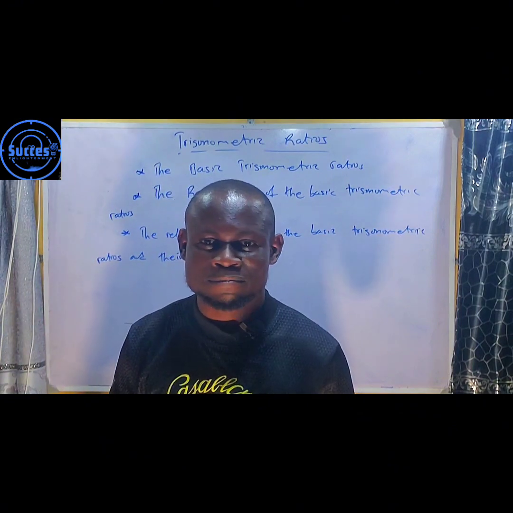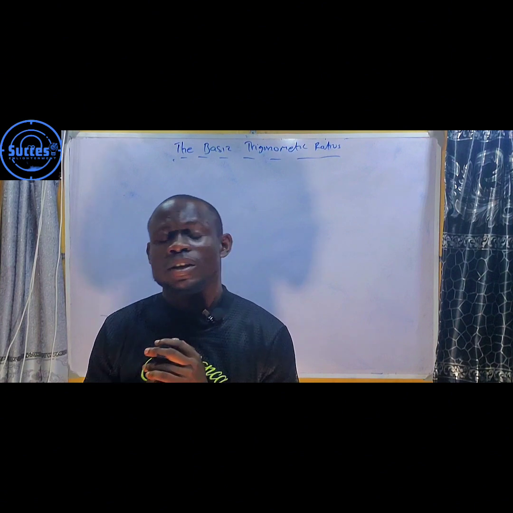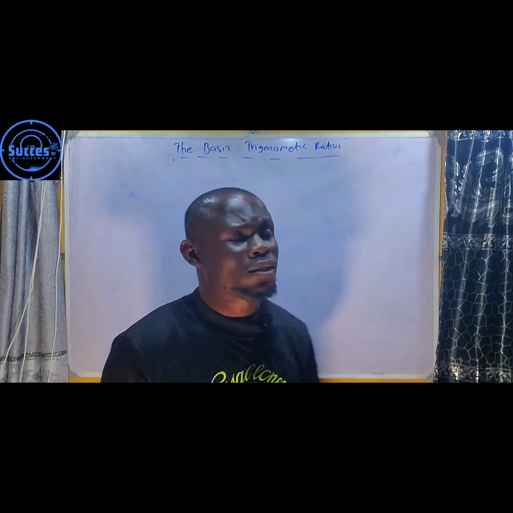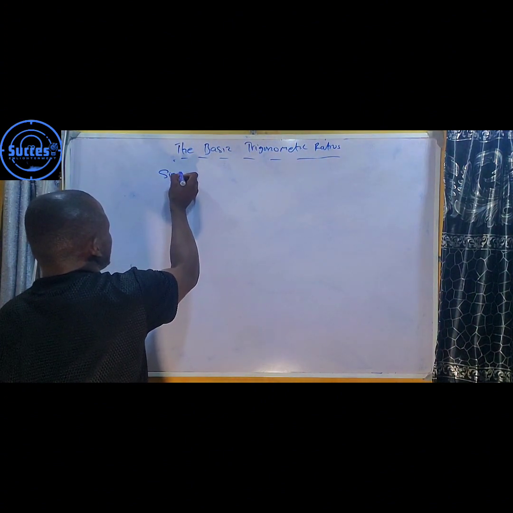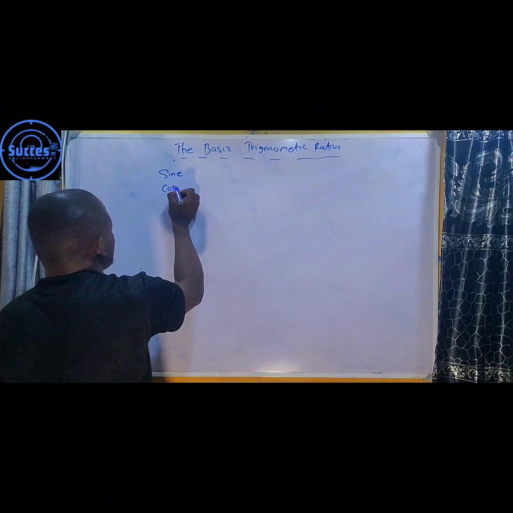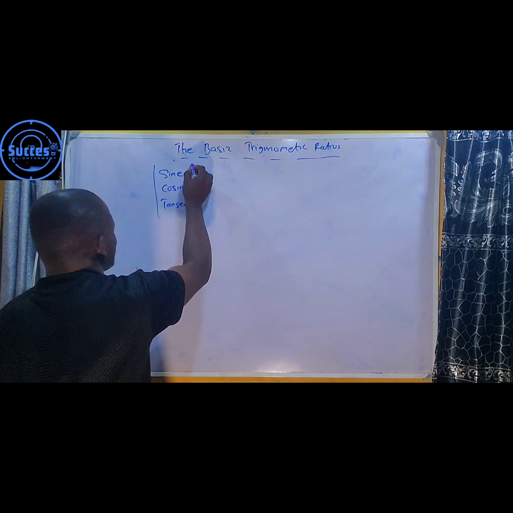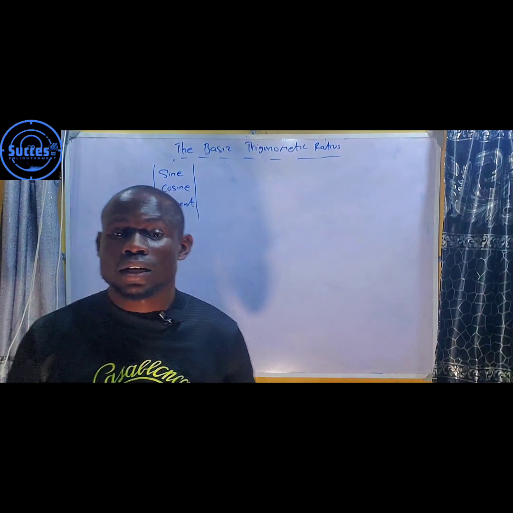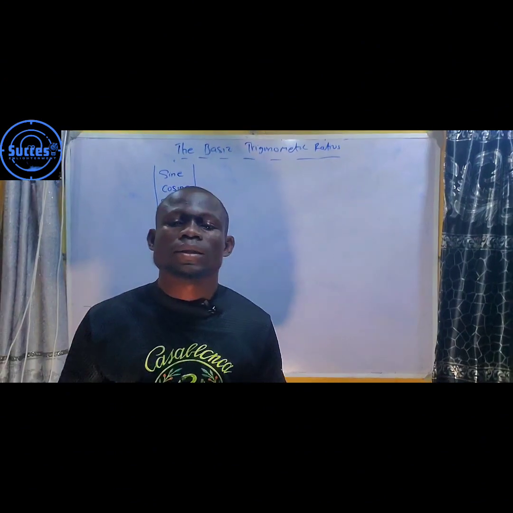The basic trigonometric ratios. In trigonometry we have three major basic ratios, and these are the sine, the cosine, and the tangent. These are the three basic trigonometric ratios. We have the sine, the cosine, and the tangent.